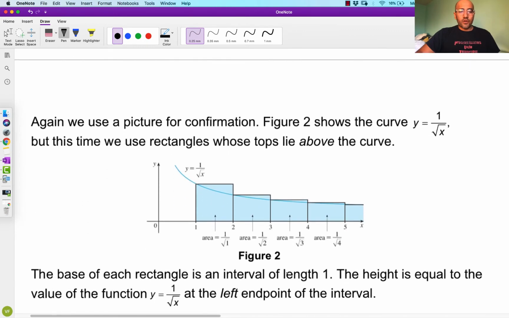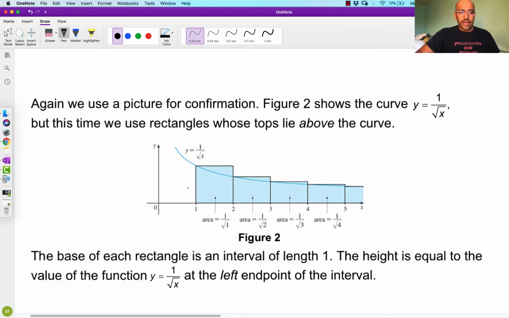Okay, so here we go again. So we create our function. That's this function here. And now we're going to do left endpoint assignments. So this is 1 over root 1. And instead of going to the left like we did before, we can think about what happens when we go to the right and down. The width is still going to be 1. The width of this rectangle is still 1. The width of this rectangle is still 1. All these rectangles have a width of 1.